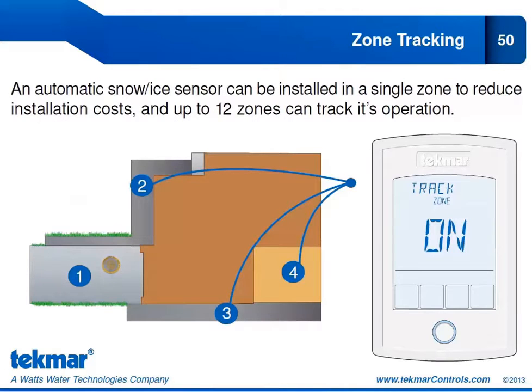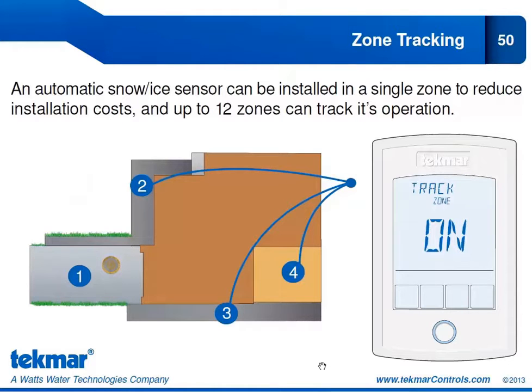Zone tracking, as I mentioned, is a way to install a single snow ice sensor in Zone 1 and have Zone 2, 3, and 4 track the operation of Zone 1. So Zone 1 will start the melt cycle and end the melt cycle when it's dry. Now Zone 2, 3, and 4 will share that total melt time. So when Zone 2 operates, it will have the exact same run time for the melt cycle as Zone 1 did. Same with Zone 3 and same with Zone 4.